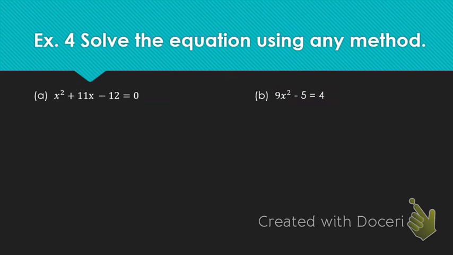Now, in example number 4, it says solve the equation using any method. So this is where you have a choice. But let's talk through our choices and let's pick the best choice. First of all, looking at letter A, could we graph to solve this equation? Yes or no? Yes, graphing always works. All right. The only problem is right now we don't have Desmos in front of us. So really graphing isn't the most convenient.